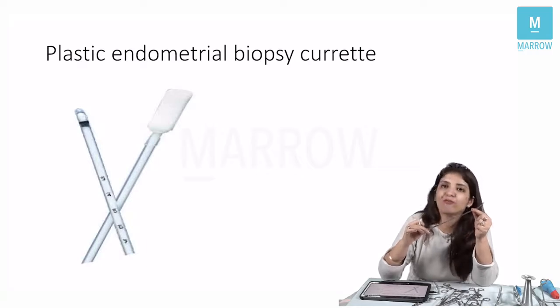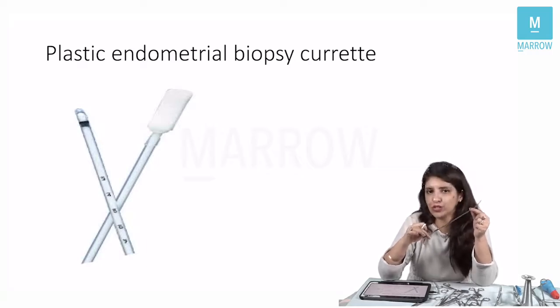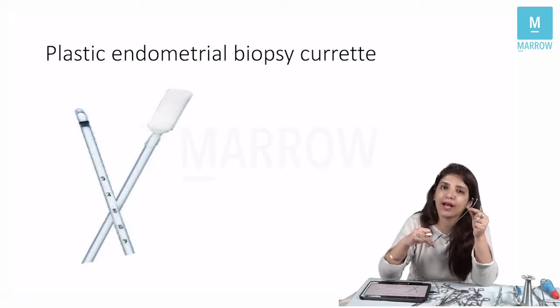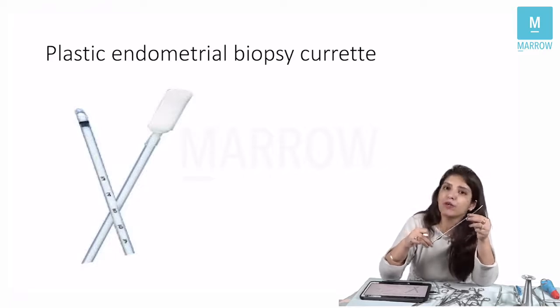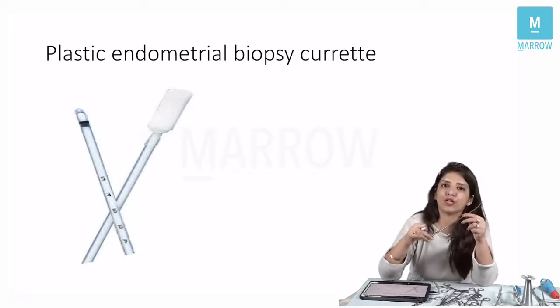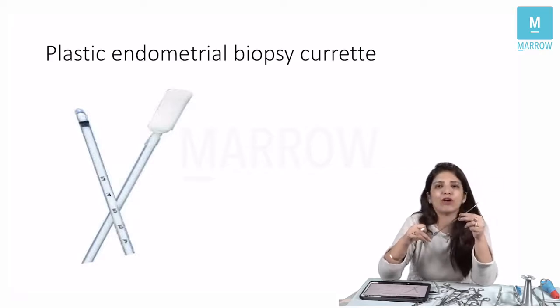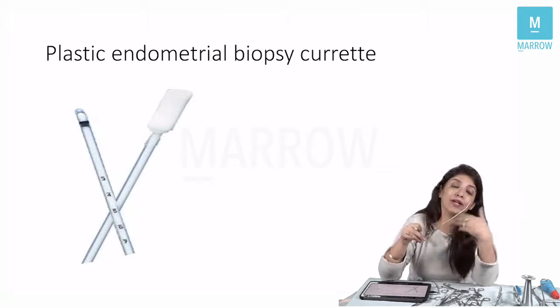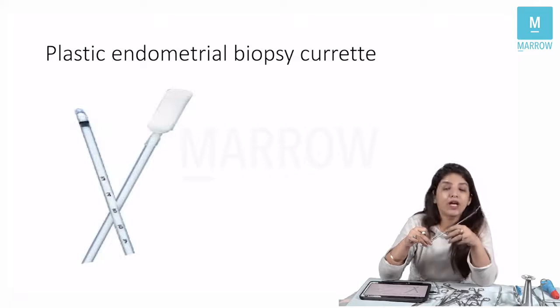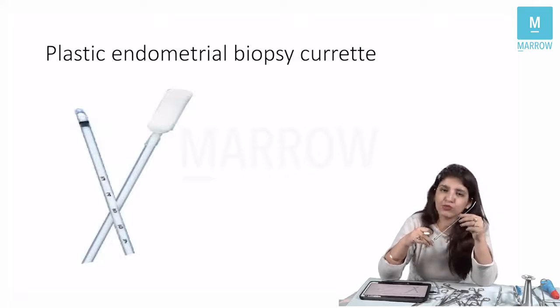You can also have plastic endometrial biopsy curettes. Now, when they show you a plastic endometrial biopsy curette, it is highly likely that you get confused between a Carman's cannula and an endometrial biopsy curette. Number one thing you should remember is that usually an endometrial biopsy curette will be very thin in comparison to a Carman's cannula. But that is not the best way to differentiate it.